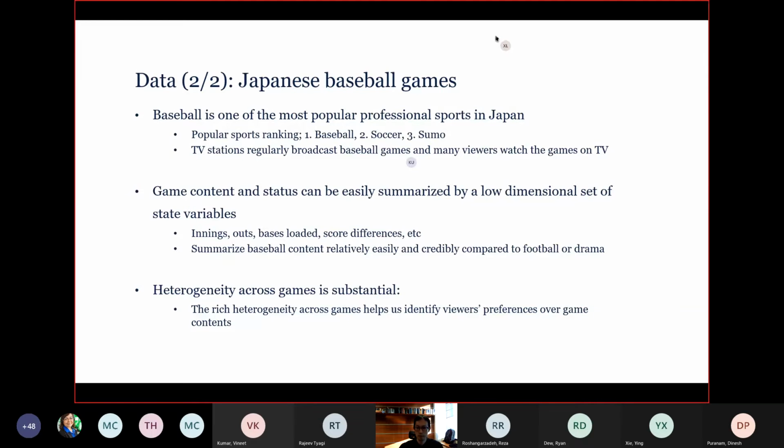But more importantly, the reason why we're going to focus on baseball games is that a baseball game allows us to characterize the game contents and the states in a low-dimensional state space. In order to characterize what's happening during the game, we can use innings and outs, bases loaded, score differences.